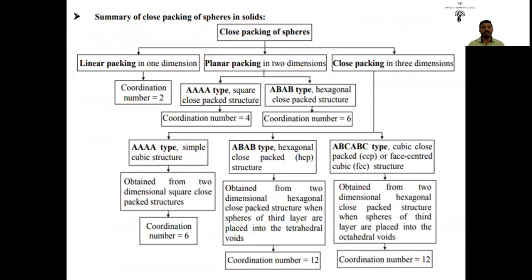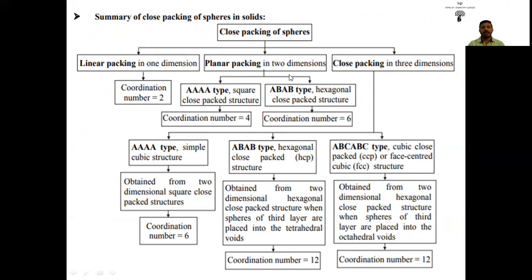Then summary of close packing of spheres in solid. So here you have to remember the type of arrangement, like the pattern of arrangement of different layers, as well as the coordination number with respect to different types of arrangement. Close packing of spheres is explained in three different ways, like 1 dimension, 2 dimension, as well as 3 dimension. So if we consider linear packing in 1 dimension, the coordination number is 2, and there is no pattern because it consists of only one row of particles.